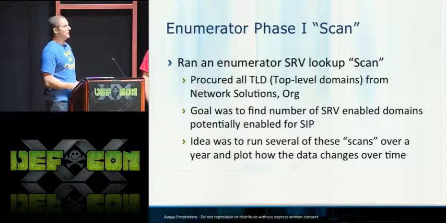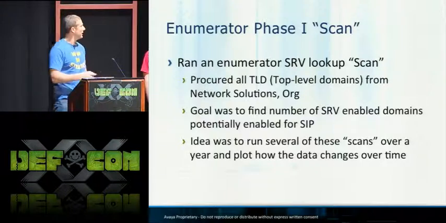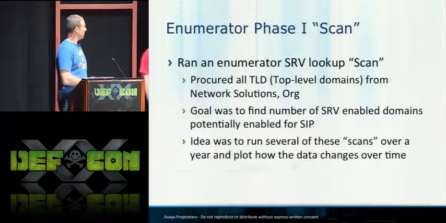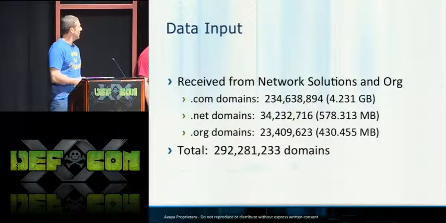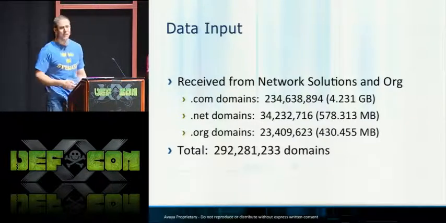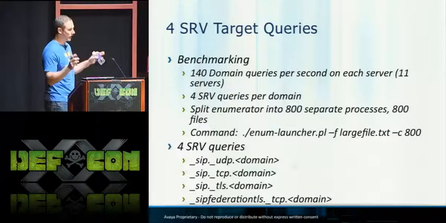So what did we do with the research? We had to get special permission from Network Solutions and .org to get all of the top-level domains for .com, .net, and .org, and we wanted to find the number of SRV enabled. So we collected this data, about 5 gig, 292 million domains. And so we had to do some benchmarking to figure this out.